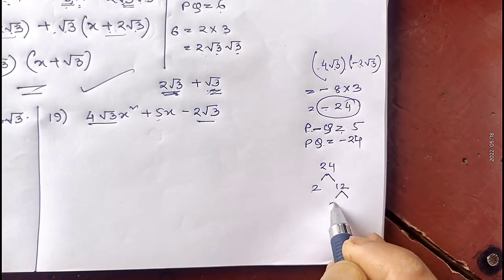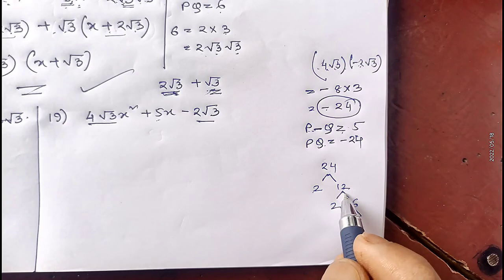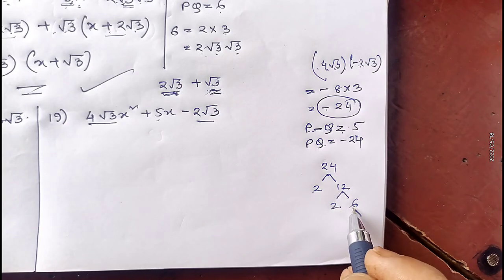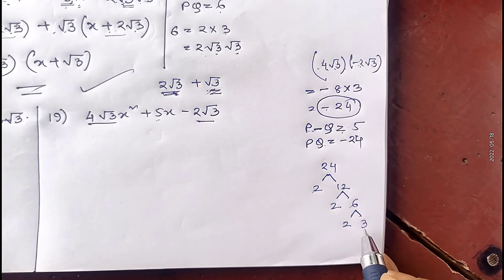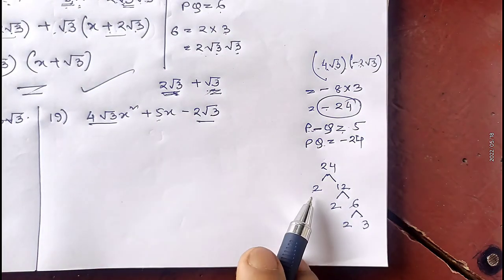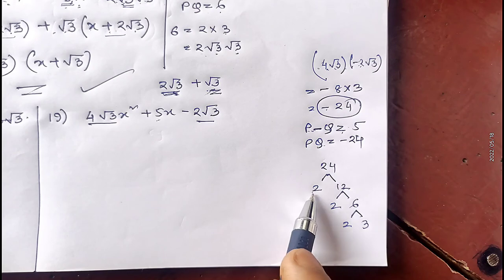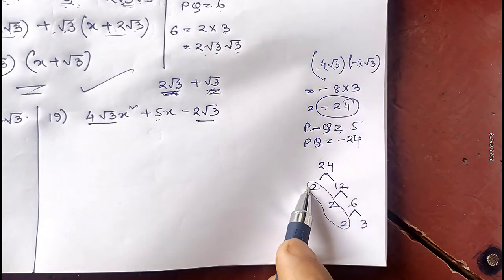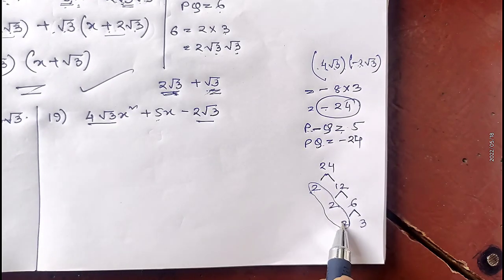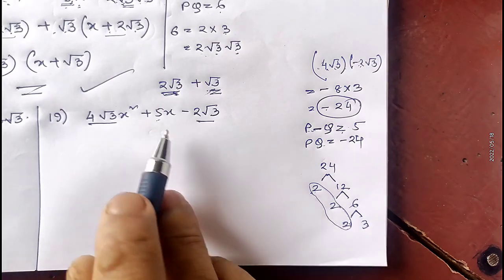Again 2 can be written as 2 into 6, this 12 can be written as 2 into 6, and 6 can be written as 2 into 3. Now we want 5. From these 4 numbers we have to find a combination which will give 5. 2 2s are 4, 4 2s are 8, and 3: 8 minus 3 will be 5.